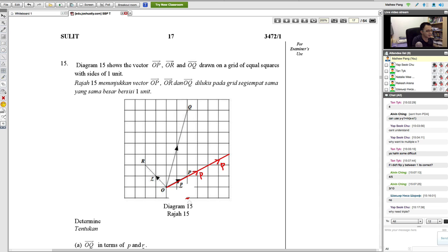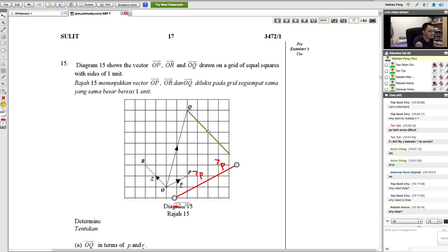Oops, I cannot use the eraser. I will need to use this one to erase this one. Okay. Why do we need triple? Because I will need to draw a line from O to Q and it must follow back the same length here. I mean it must be parallel. So I will need to draw another line. I will change color to green maybe. Then I will move it around. Yeah, I want you to see that.